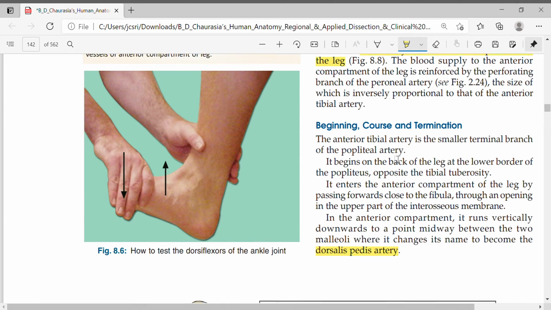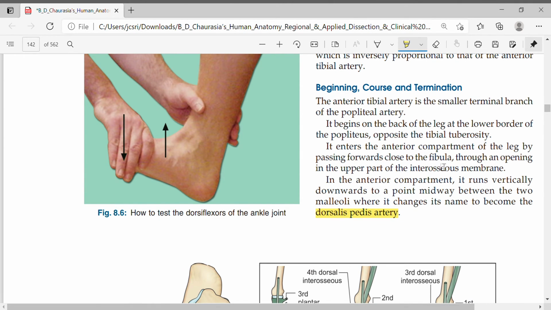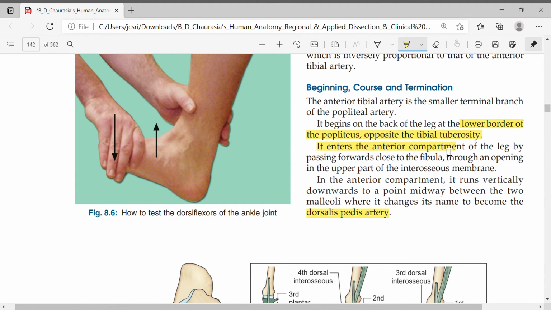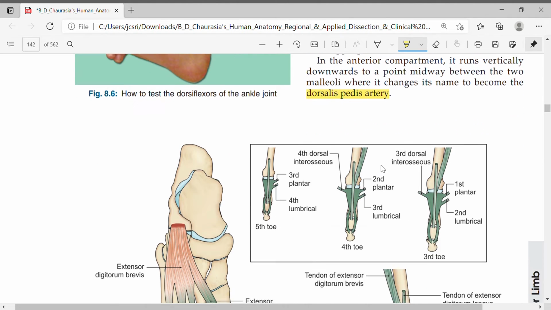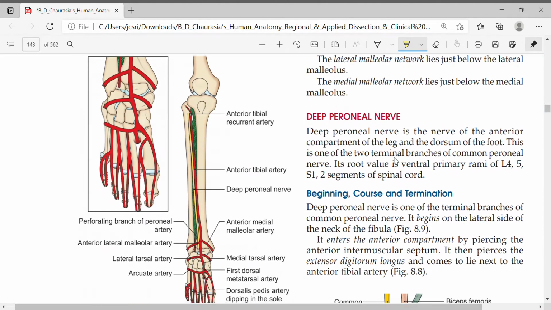Next we are going to see the course of the anterior tibial artery. It arises from the lower border of the popliteus. At the lower border of popliteus, the popliteal artery divides into the anterior and posterior tibial arteries. Then it passes between the fibers of tibialis posterior. That is not given here, but it passes between the fibers of tibialis posterior. This is the anterior tibial artery; you can see it here, with the anterior tibial recurrent.